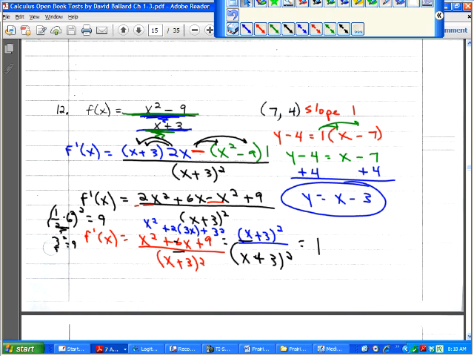Any questions on number 12? All right. Well, that was the end of the open book test for 2324. Hope you do well on the test. Thank you.